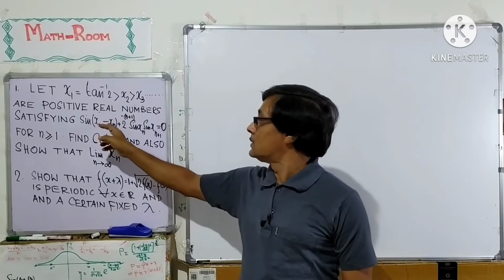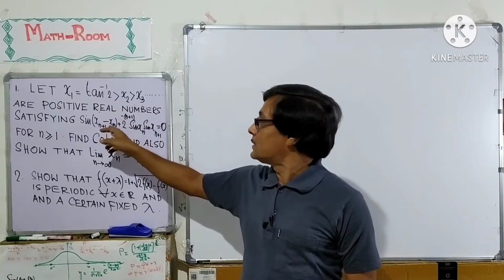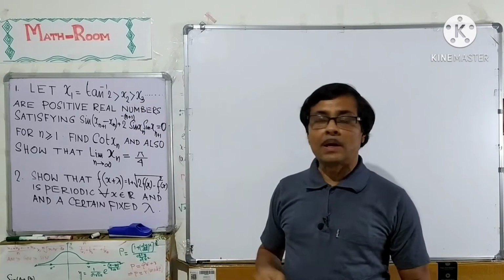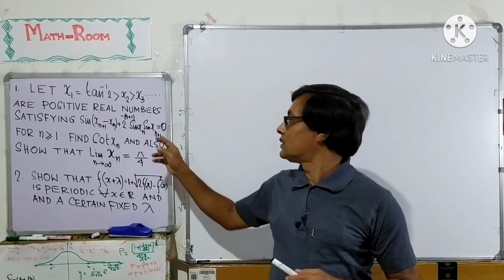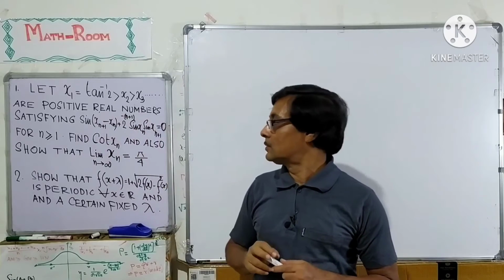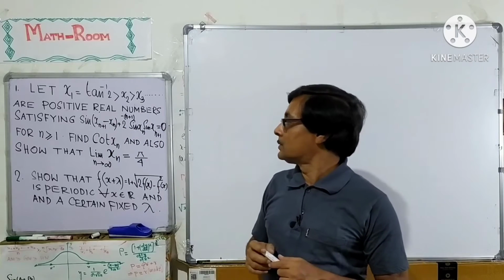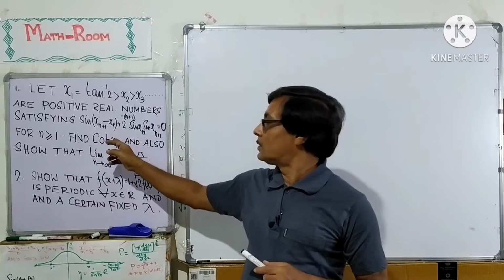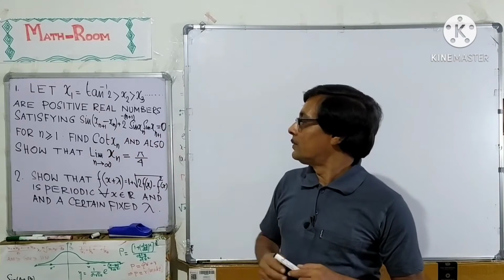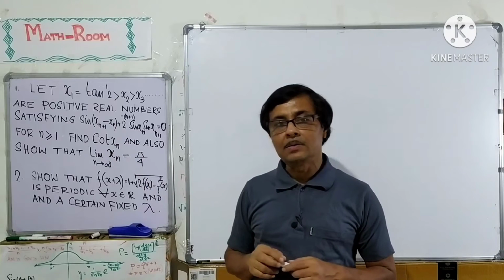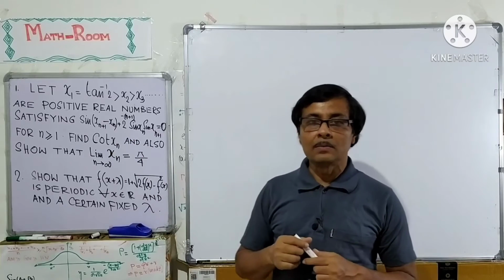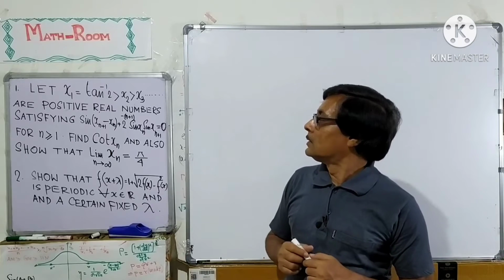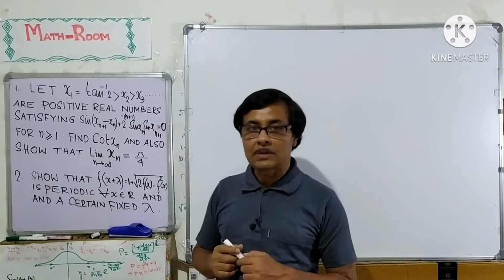and this is a sequence of positive real numbers satisfying the condition. The condition is sin(x_{n+1} minus x_{n+2}) to the power minus (n+1) sin x_{n+1} equal to 0, for n greater than or equal to 1, and n is a natural number also. Find cot x_n, we have to find out the value of cot x_n, and also we have to show that the limit as n tends to infinity of x_n equals pi by 4, and so I shall show you the solution of the first problem.